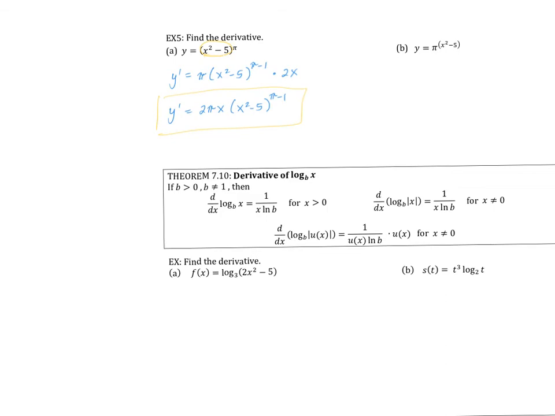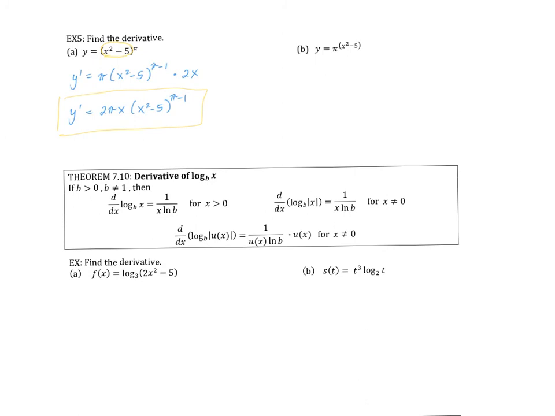However, when we look at example B, notice the difference. Okay, this time the base is constant, not a function of x, and the exponent is a function of x. So in this case, when we take the derivative, it stays the same.